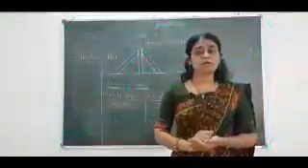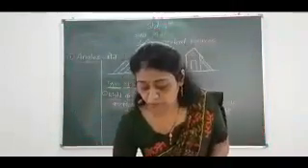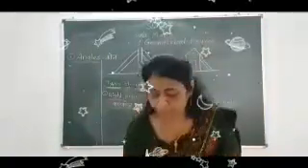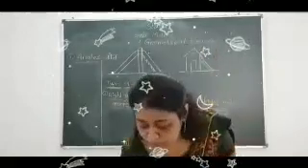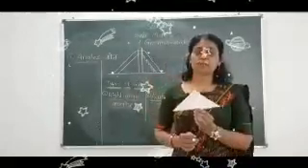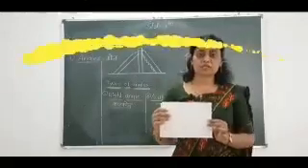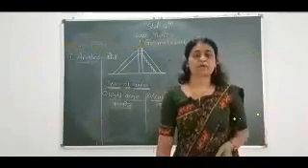In the standard 3rd, you have learned about geometrical shapes. Now tell me, which is this shape? This is circle. Which is this shape? This is square. Which is this shape? This is triangle. Which is this shape? This is rectangle. Okay, you remember it very well.